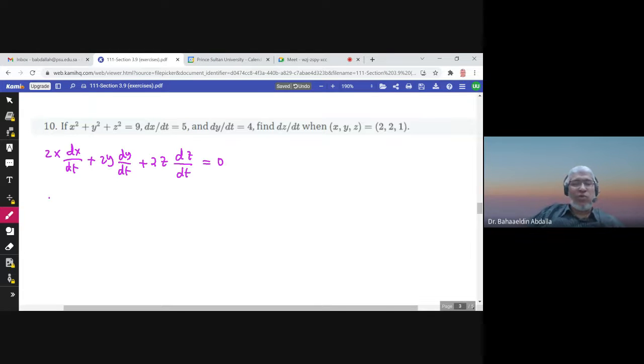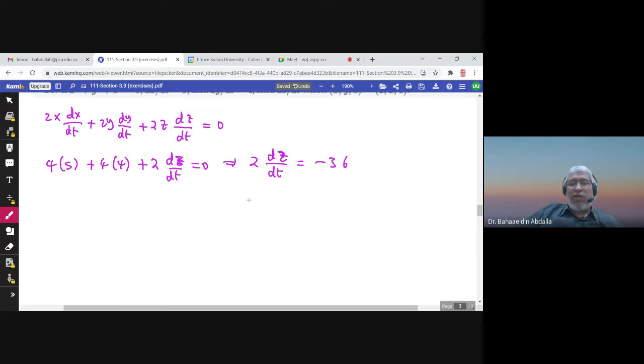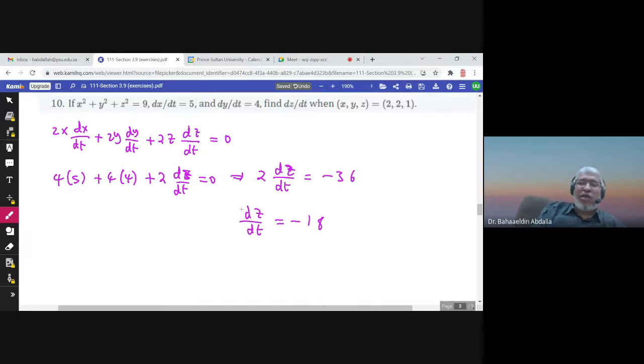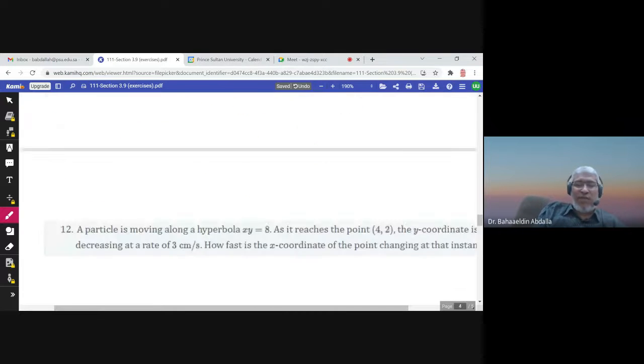x is 2, so 2 times 2 would be 4. dx by dt is 5. y is also 2, 2 times 2 is 4. dy by dt is 4. z is 1, so 2, and dz by dt is unknown. So 2 dz by dt would be equal to, this is 20 plus 16, 36. When you take it to the other side, it would be negative 36. And then dz by dt is just negative 36 over 2, which is negative 18.